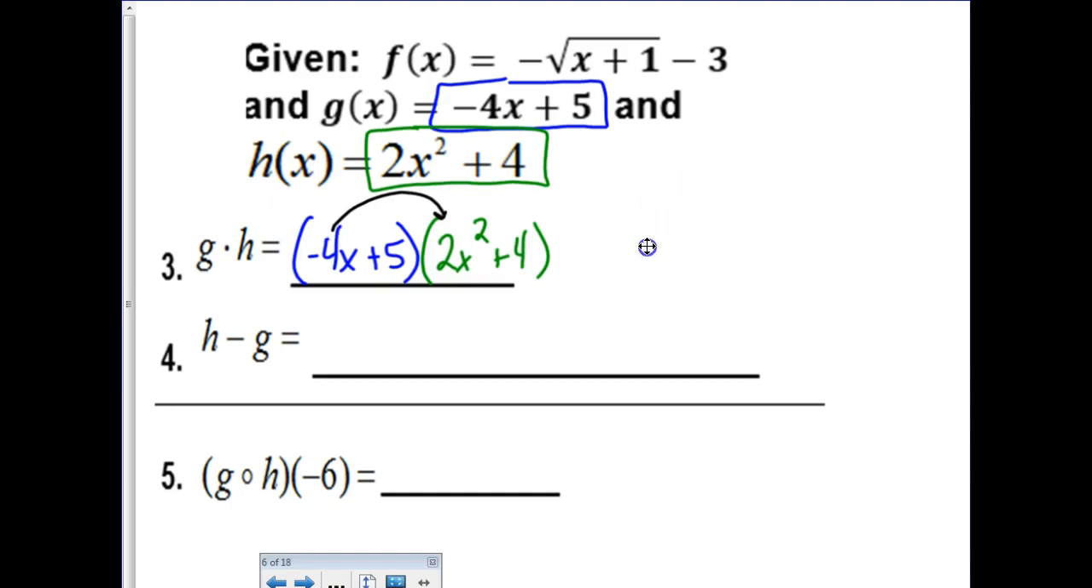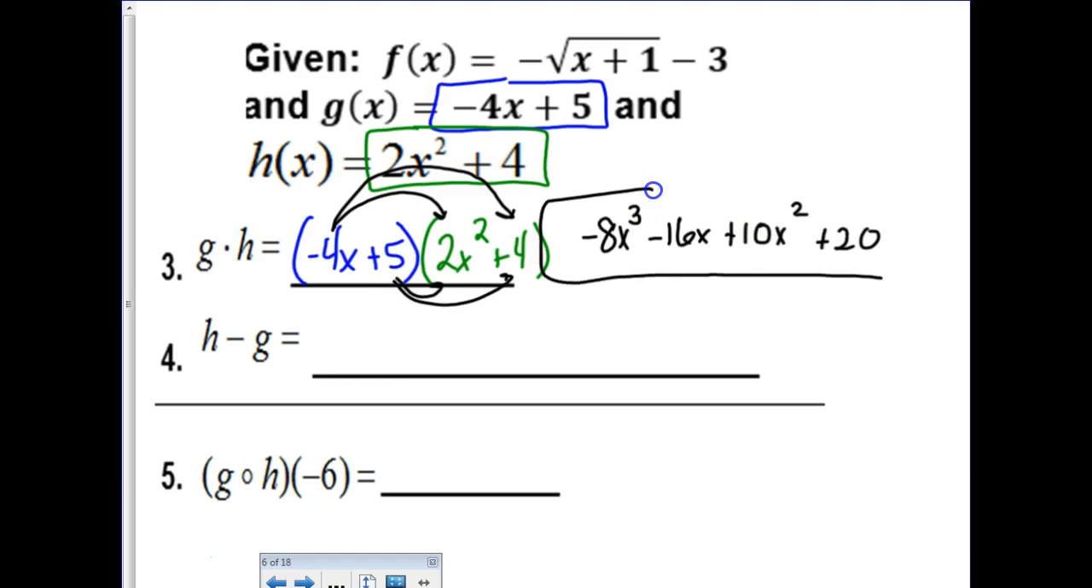So negative 4x times 2x squared is negative 8x to the third. And then we have what? Minus 16x plus 10x squared plus 20. And I know my terms aren't quite in standard form. I don't think the directions ever said you must write your answer in standard form, but it is implied, like I expect you to simplify. There's no like terms to collect here, guys, so this is an okay answer. If you looked at my answer key, I probably flip-flopped these terms, but whatever.